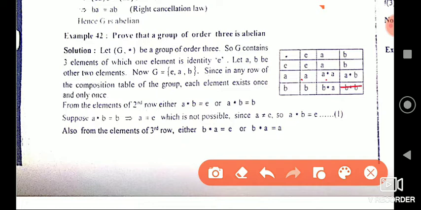So from the second row, A star B is equal to E, or A star B should be equal to B. A star B cannot be equal to A because that element already exists. So this should be either of these two. So if this happens, A star B is equal to B, then what is the thing?